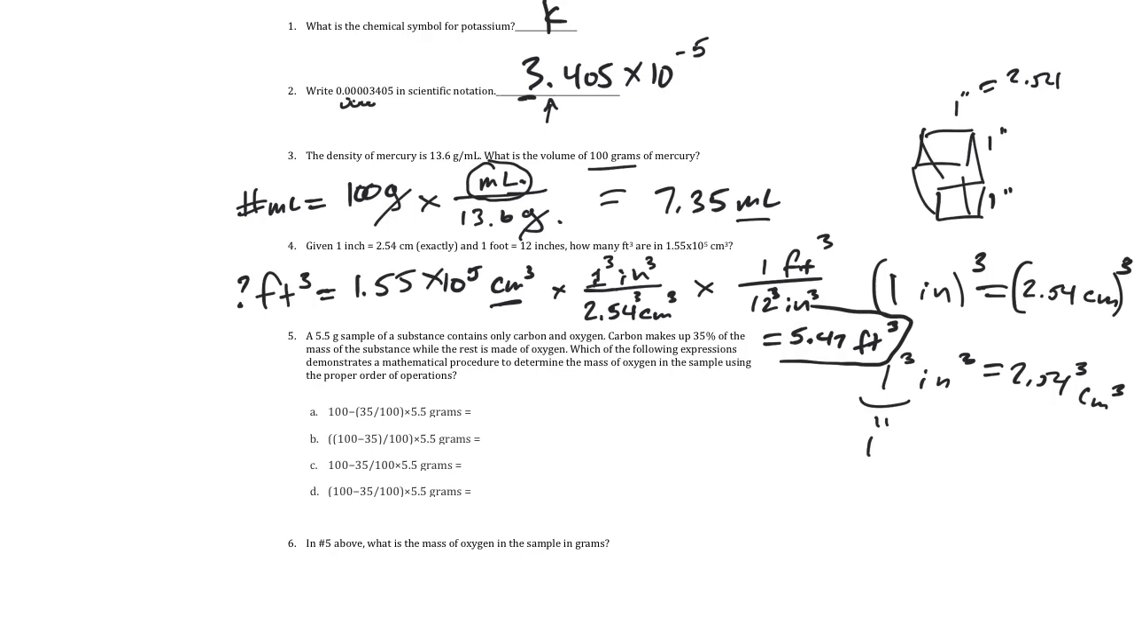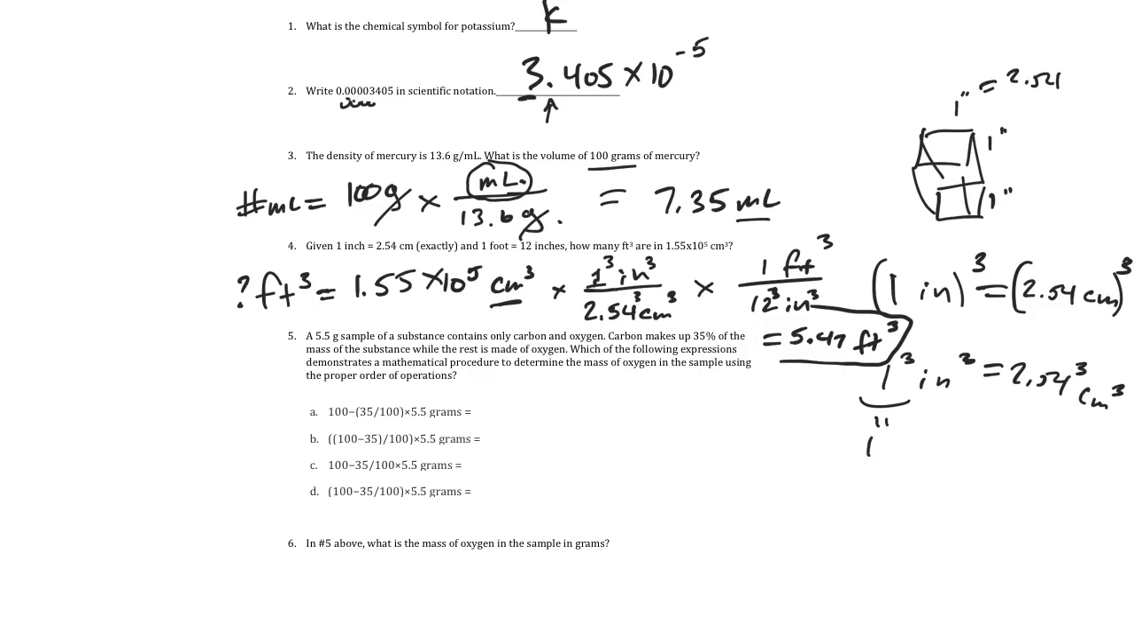Okay, for number 5, we have a substance known to contain only carbon and oxygen. A 5.5 gram sample contains only carbon and oxygen. Carbon makes up 35% of the mass of the sample, while the remainder is oxygen. So which of the following expressions demonstrates a mathematical procedure to determine the mass of oxygen in the sample using the proper order of operations?